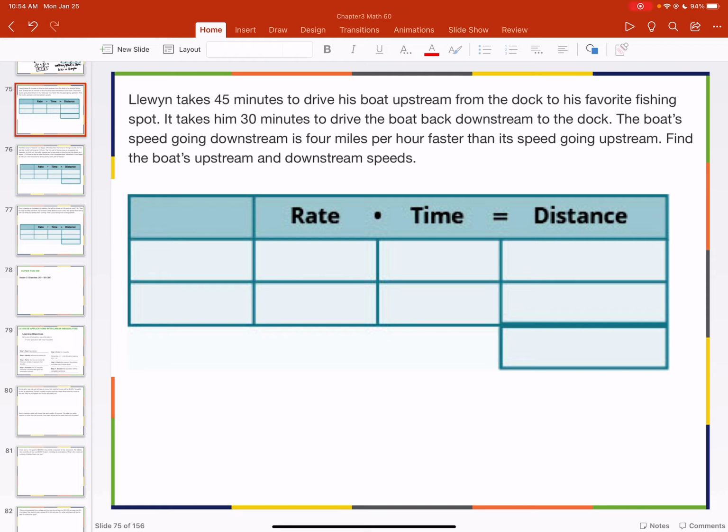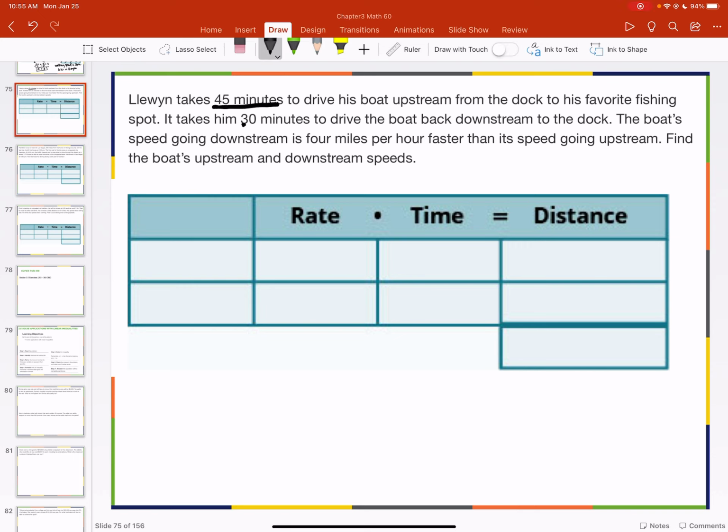So, Liu Wen takes 45 minutes to drive his boat upstream from the dock to his favorite fishing spot. It takes him 30 minutes to drive the boat back downstream to the dock. The boat's speed going downstream is 4 miles per hour faster than its speed going upstream. So find the boat's upstream and downstream speeds.